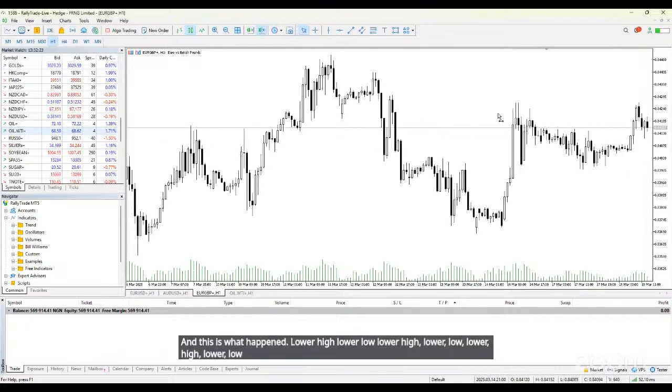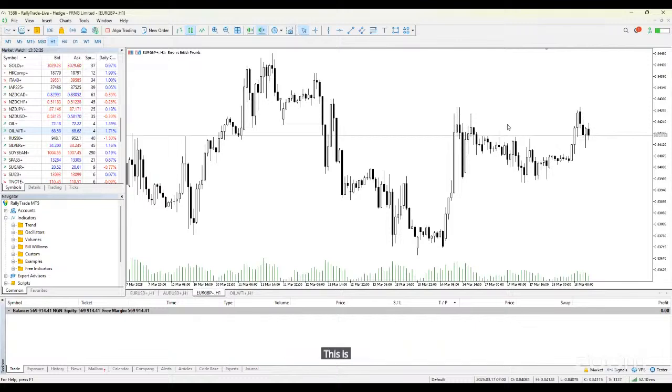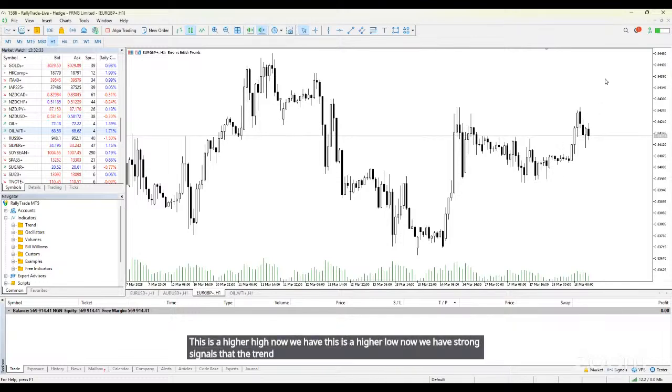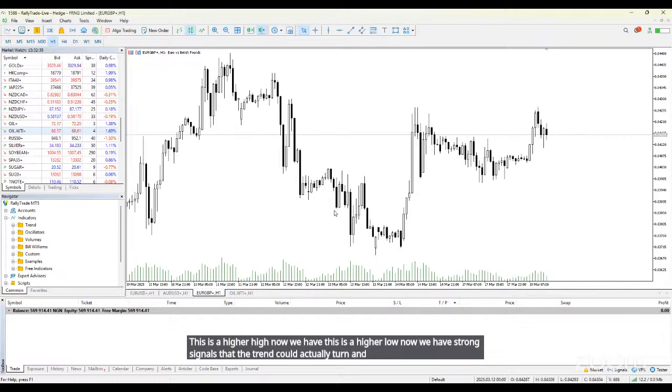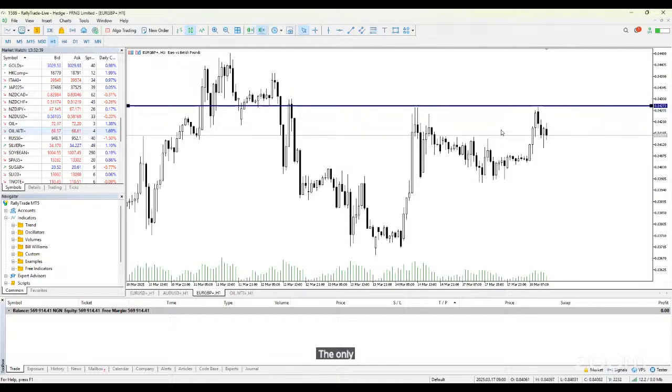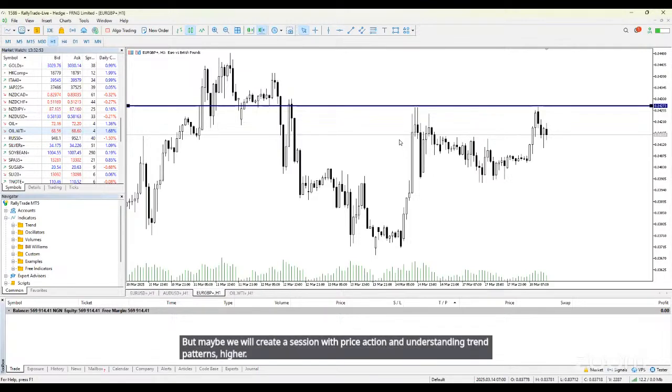And again, this is a higher high. Now we have a higher low. Now we have strong signals that the trend could actually turn and move forward from the downtrend back to an uptrend. The only condition is for us to have a new higher high above 0.8427. But maybe we will create a session with price action and understanding trend patterns, higher highs, higher lows, and vice versa. That would be very interesting.